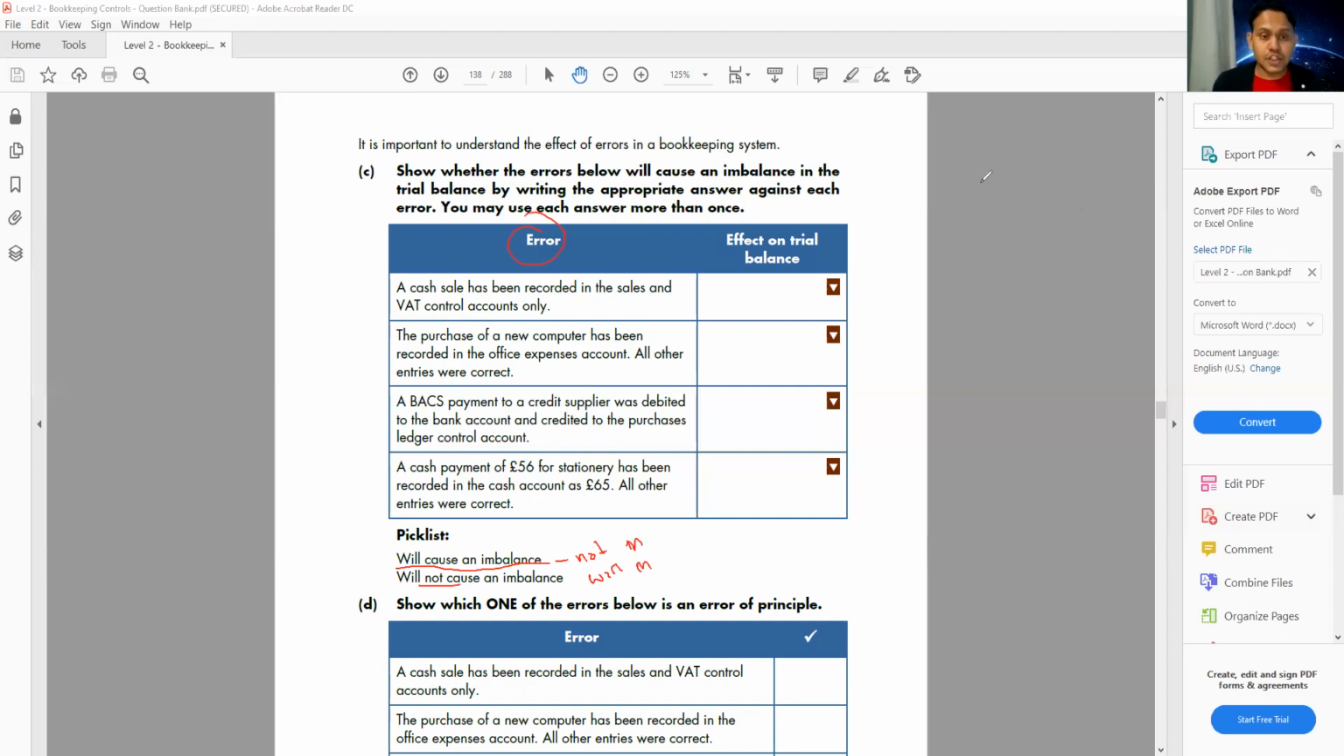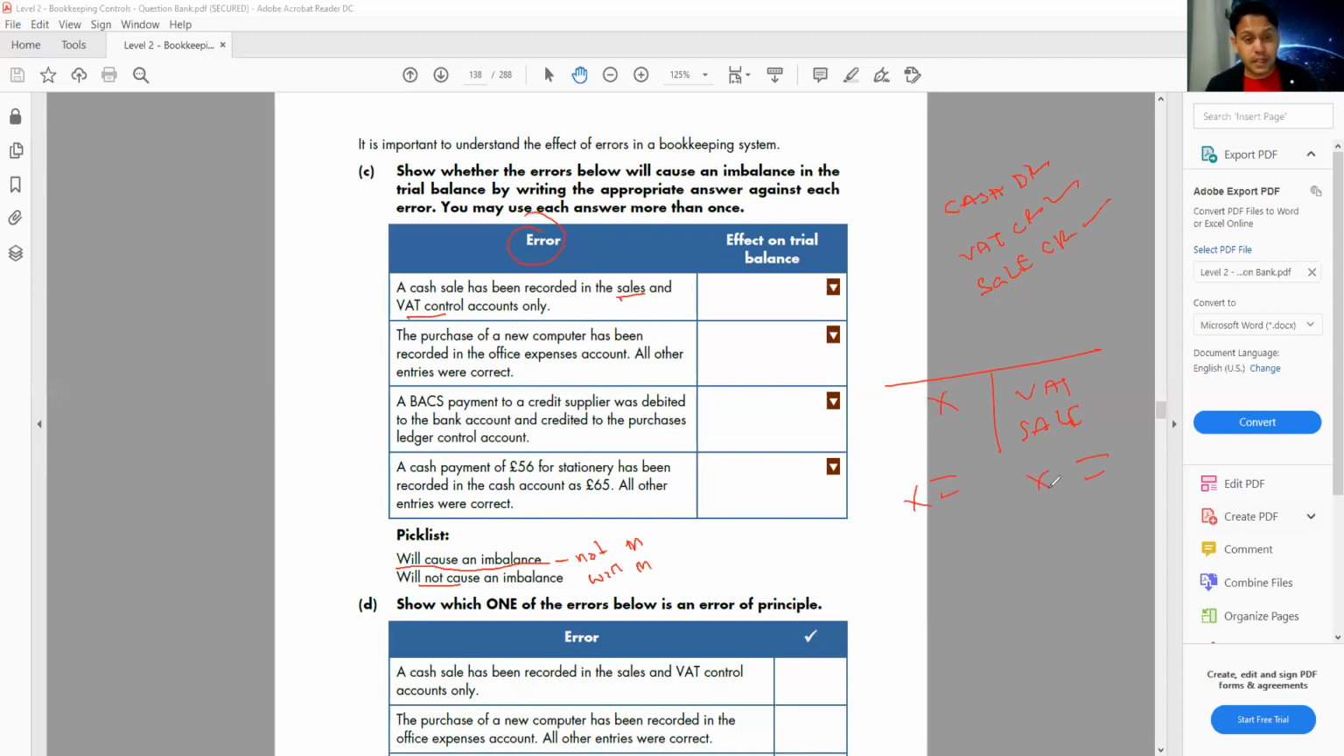So when I make a cash sale, what do I say? Cash debit, VAT credit, and sale credit. This is our journal. But if we forget one, and I record only sales and VAT, I forget the cash. So what will happen? When I'm making my trial balance, VAT will come on the credit side, sale will come on the credit side, and the debit side will be short. Because of that, my trial balance will not match, isn't it?